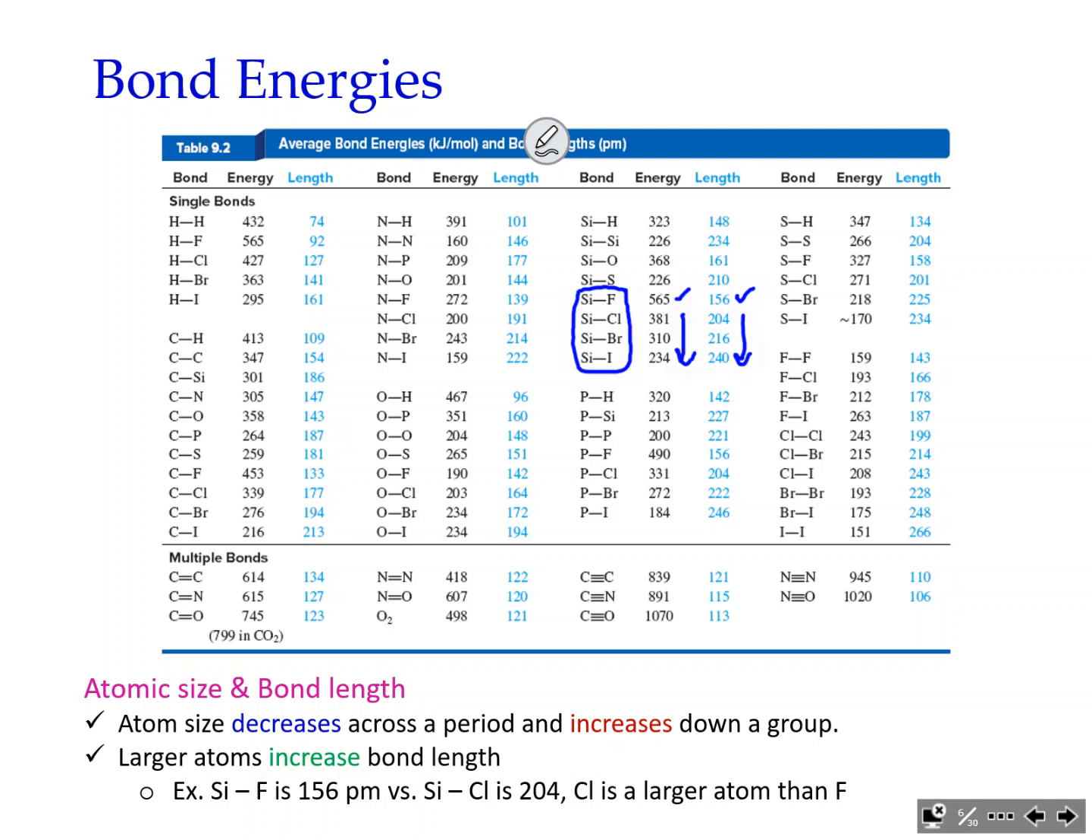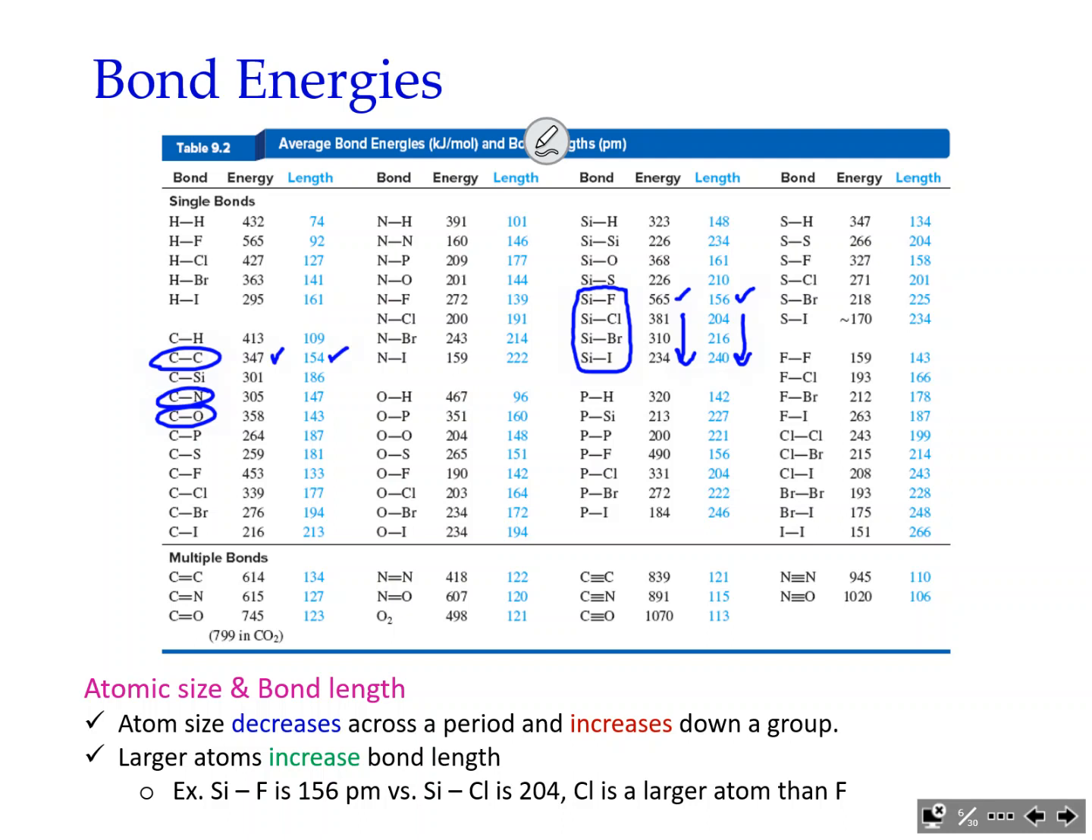For example, see here, going across a period. So you have carbon to carbon, carbon to nitrogen, carbon to oxygen. So going across the second period there, if you see here, carbon to carbon, the energy is 347. Its bond length is 154.